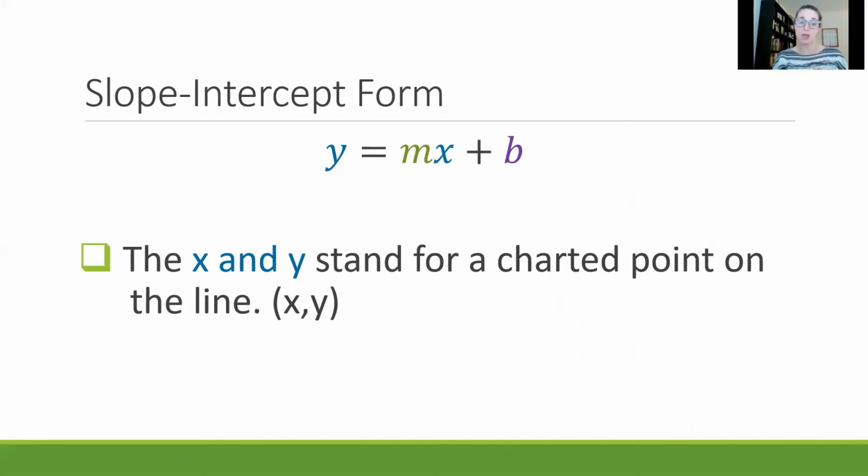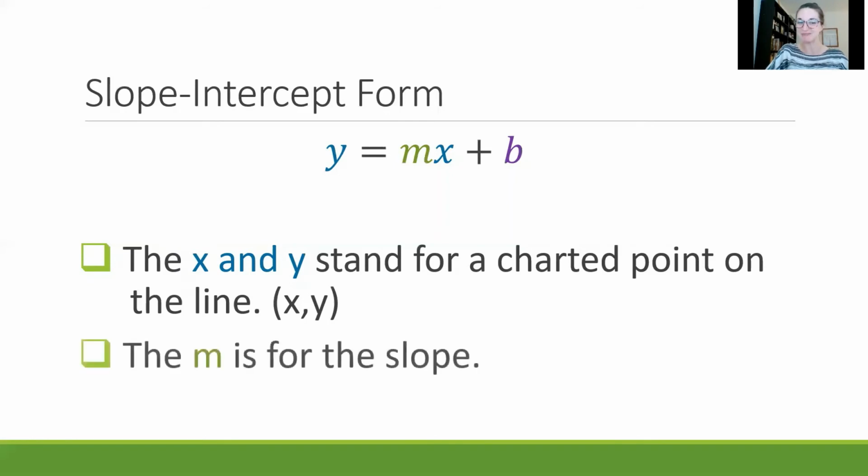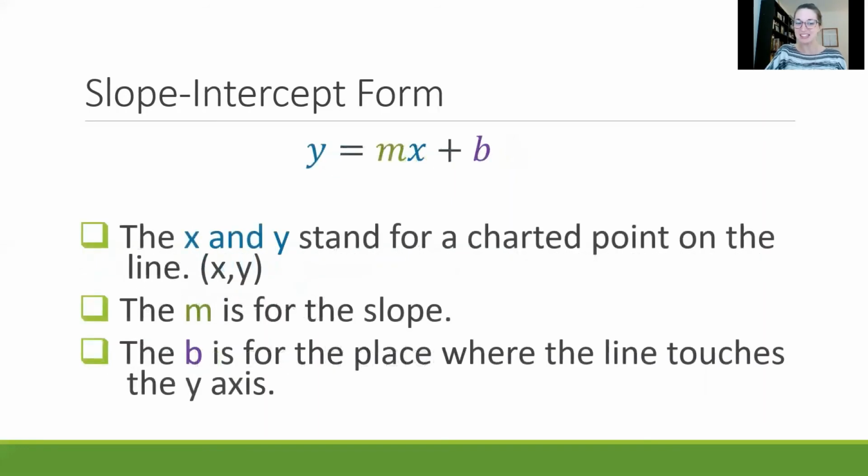And here, the x and the y will stand for a charted point on the line. For today, we actually won't need to fill in those variables, but we will keep their placeholders there. And remember that when we have a charted point, we can fill in that information with those x and y coordinates. The m stands for the slope, just like we just learned in our last activity. And the b is for the place where the line touches the y-axis.